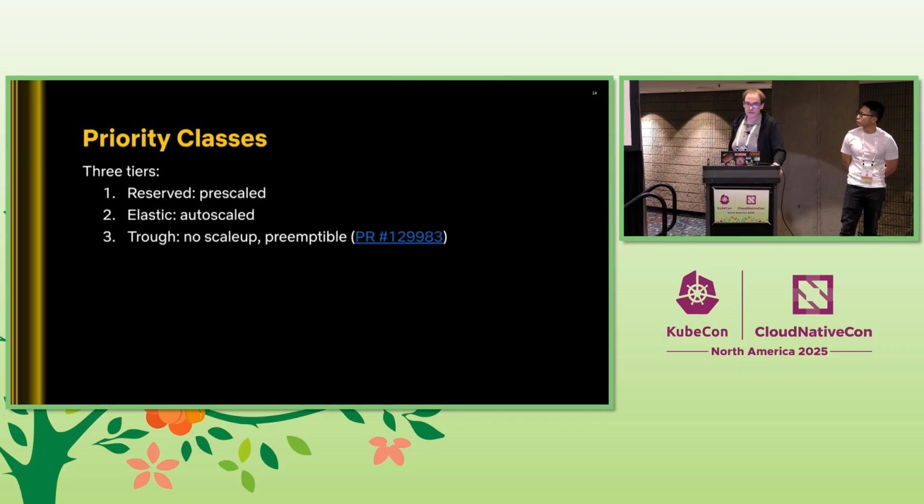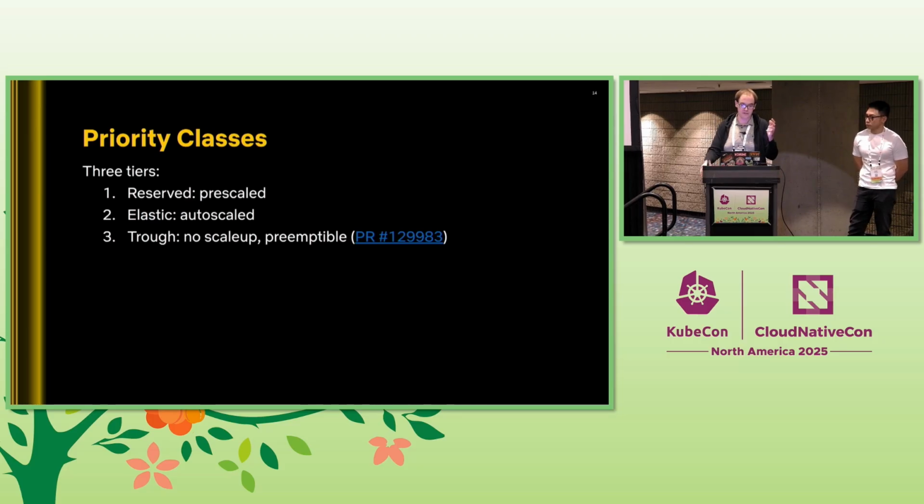One of the ways we manage those different use cases is through these three priority classes or tiers. These are like Kubernetes priority classes, and we use these as signals in a few places. But as far as capacity is concerned, the reserve tier is basically pre-scaled capacity. We keep warm nodes around, and reserve services are placed on those nodes. Elastic services can use existing nodes if they're available, but otherwise we'll scale up some nodes to meet their needs.